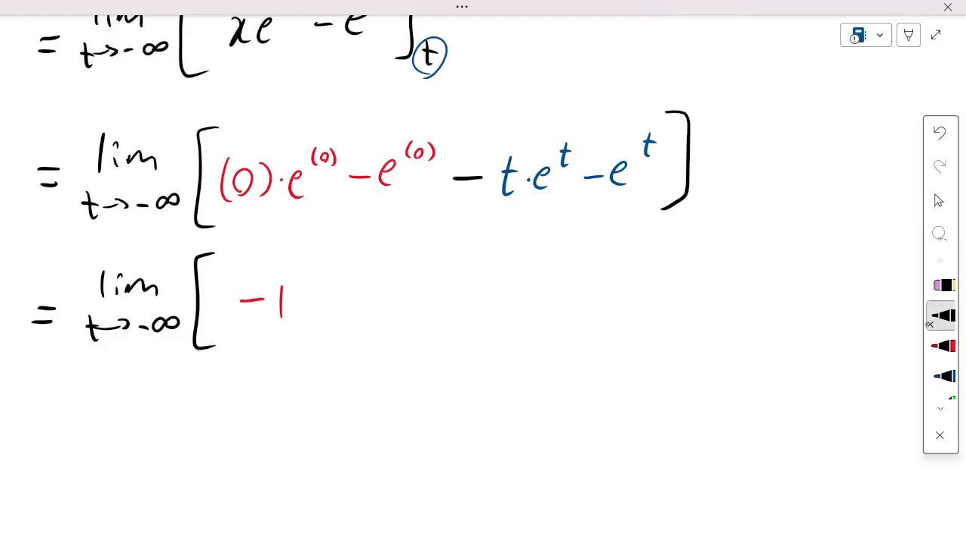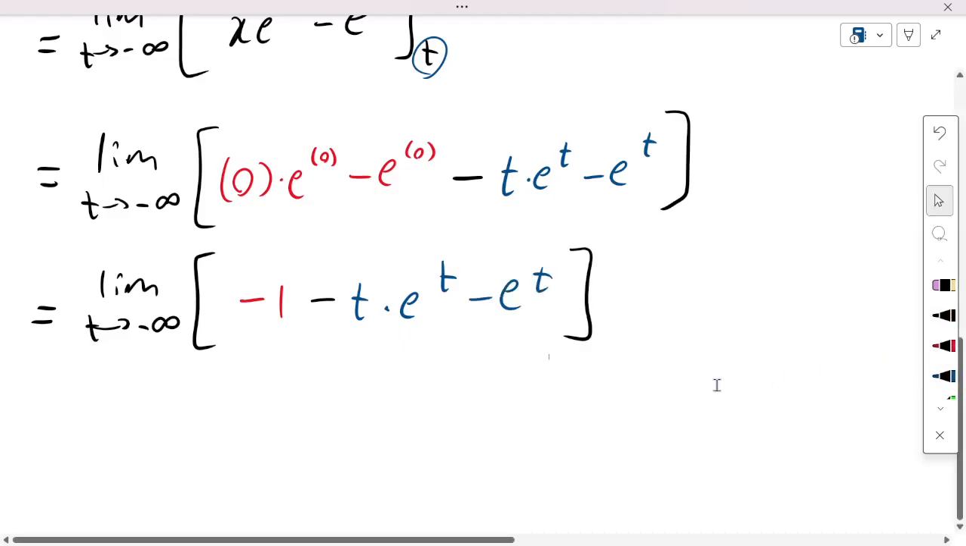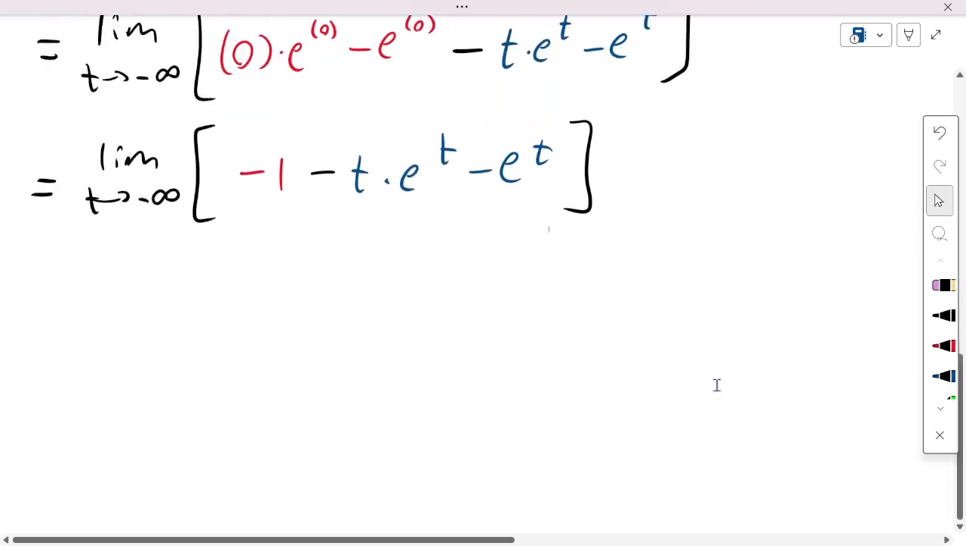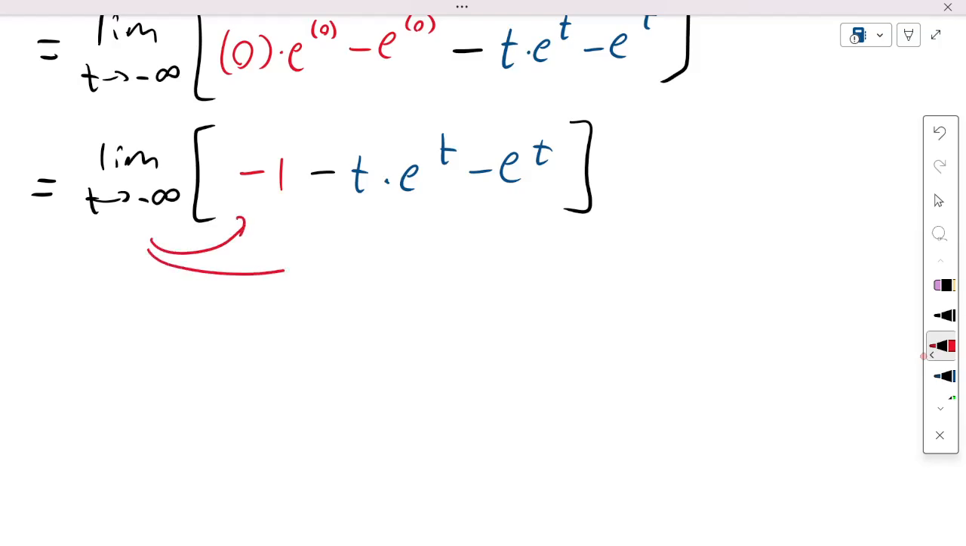And then we're going to have minus, and we're going to have t in blue. We're going to have t multiplied by e raised to the power of t minus e to the t. Okay. And now we can take our limit in. We can take it to the t times e to the t, and we can also take it to the e to the t as well. But obviously the negative 1 is a constant, so it doesn't affect it. Therefore, we're really just taking it into the other two.